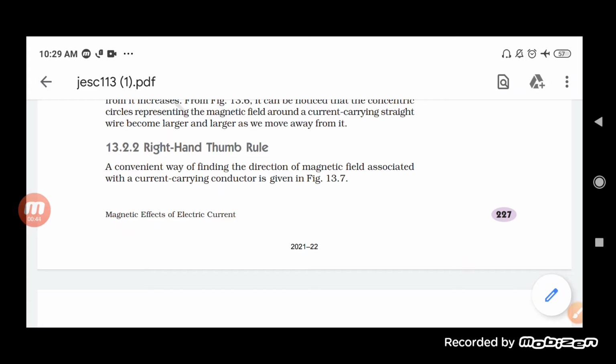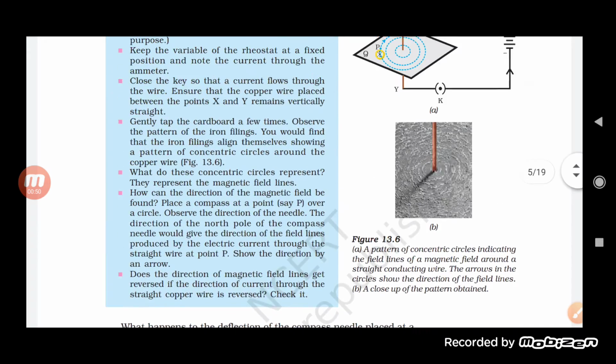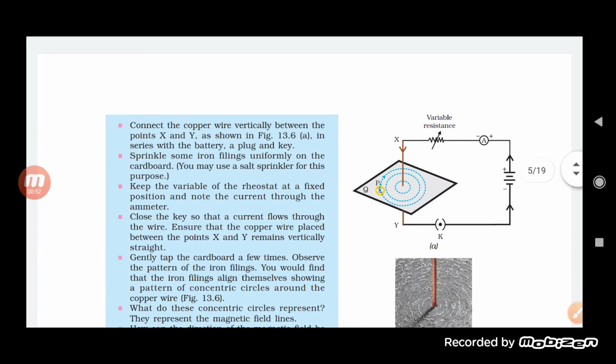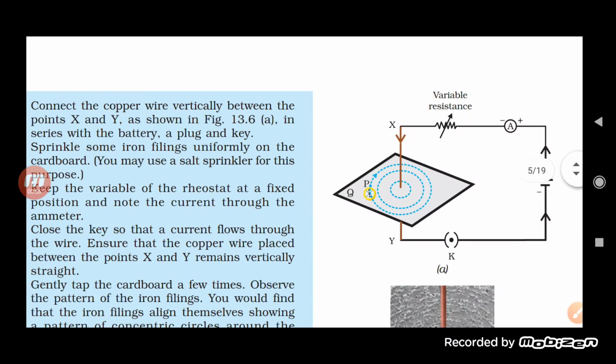So, you know, if we talk about the copper wire, in the previous section also we have seen that if a copper wire, like X and Y as you can see here, has current flowing through it, it will start producing a magnetic field around it, and that magnetic field is in concentric circles.